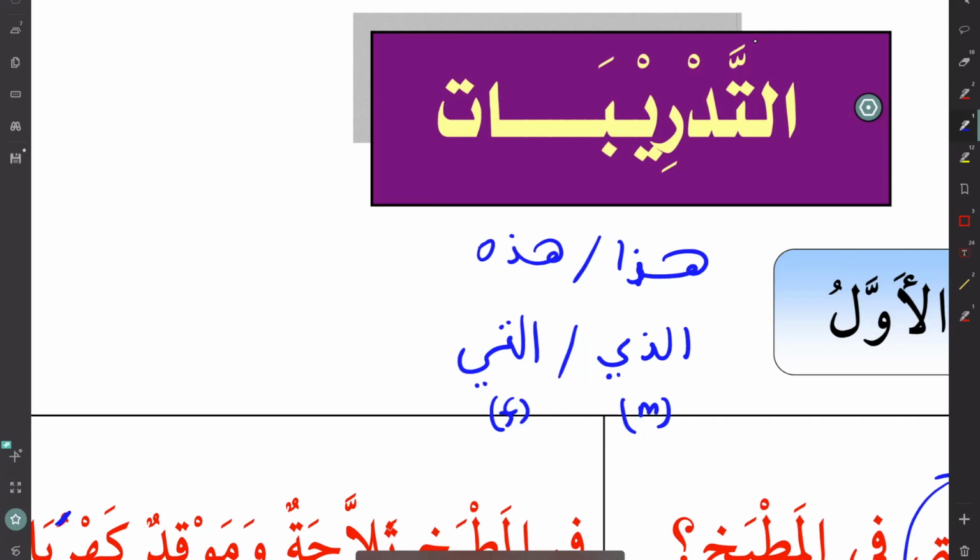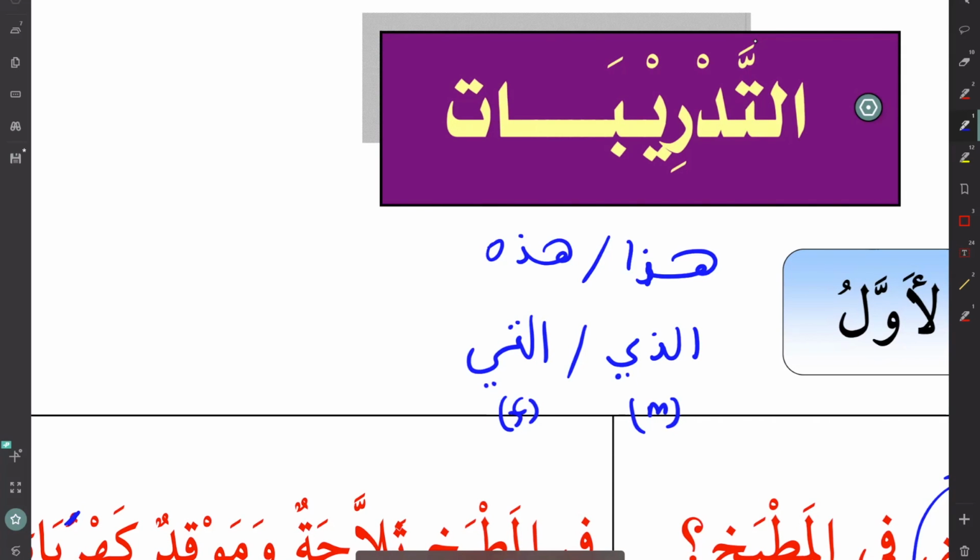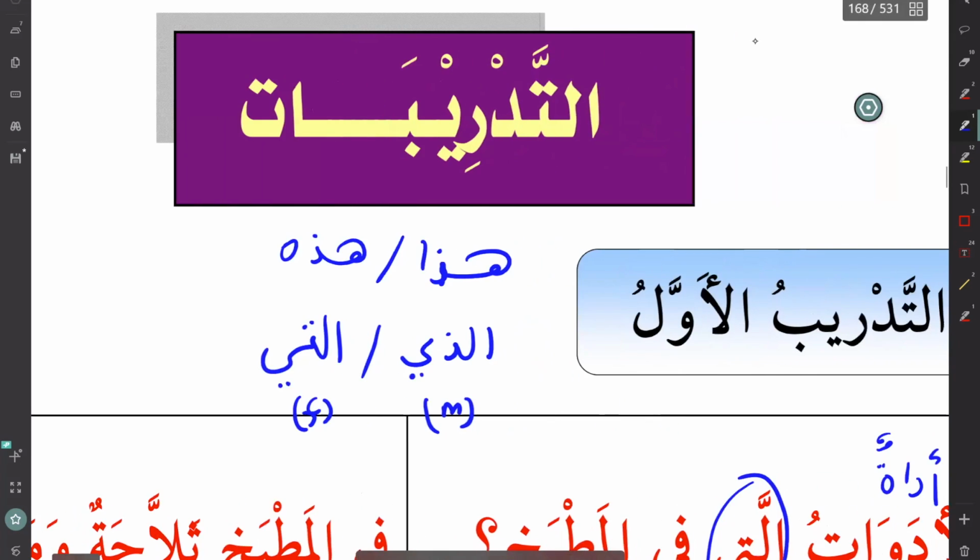So just like demonstrative pronouns, we have few words for relative pronouns as well. Alladhi is for masculine and allati is for feminine, just like hada is for masculine and hadihi is for feminine. Okay, so that's number one. And we also have relative pronouns for plural. Inshallah, we'll see them later.